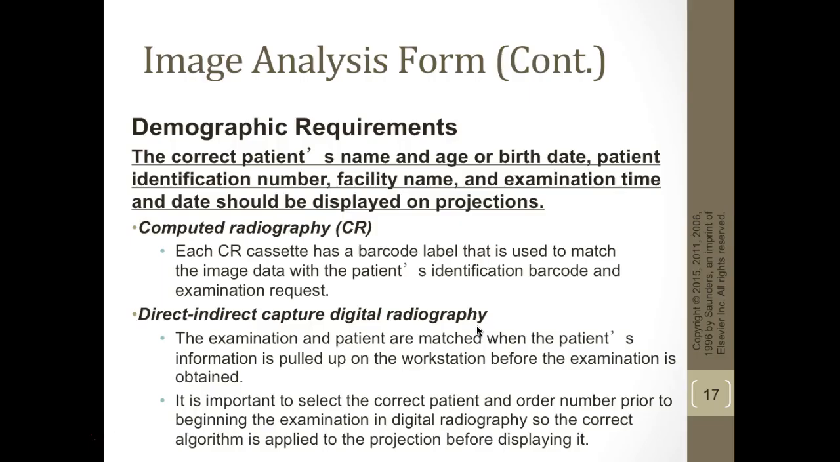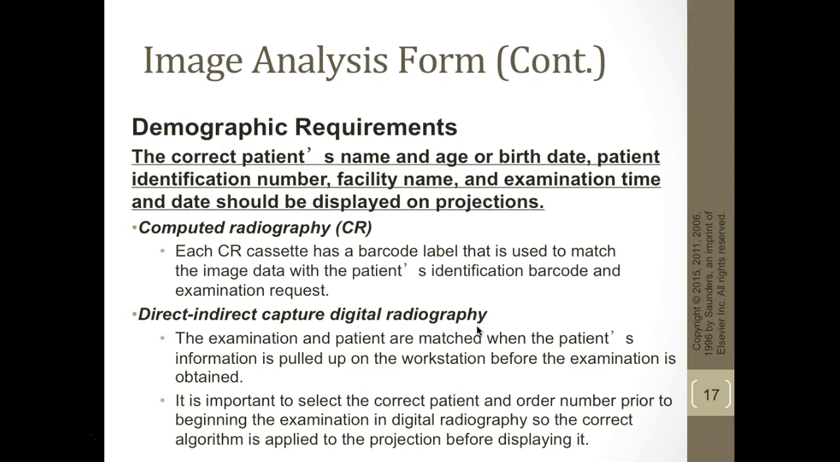So I'm not going to read it to you. You can read it on your own. It's stuff that you're already familiar with. Okay, so we talked about this already. It's already in here that you need to have the name, date of birth, identification number, facility number, the examination time and date. That's one thing that wasn't on the last one. Also, your CR cassettes have a barcode system typically, and you need to make sure that the barcode on the cassette matches the patient's demographics.